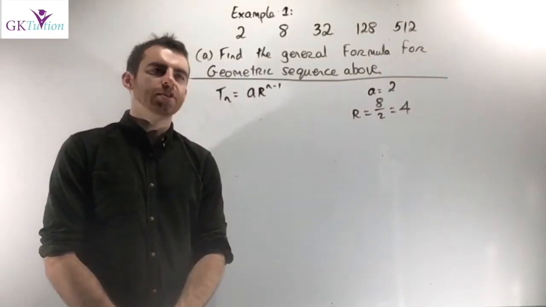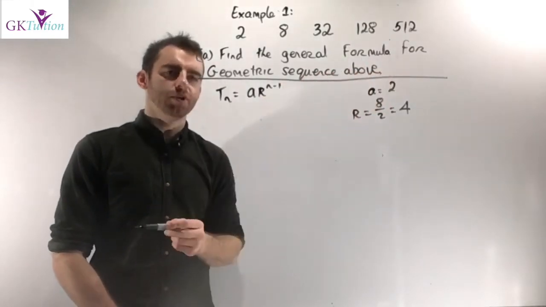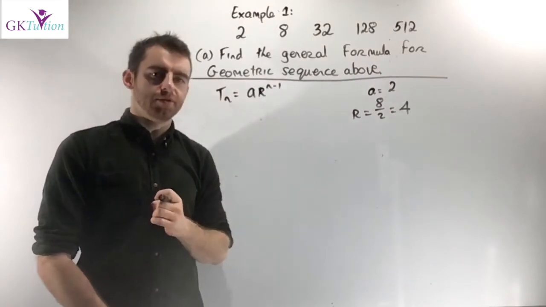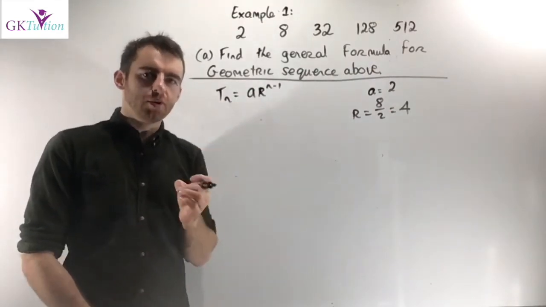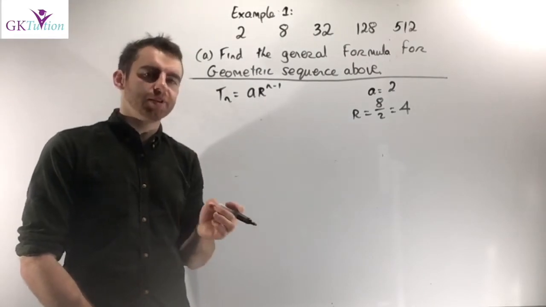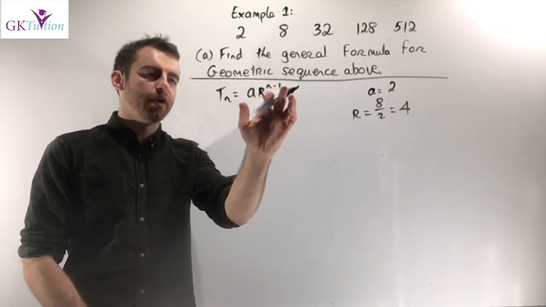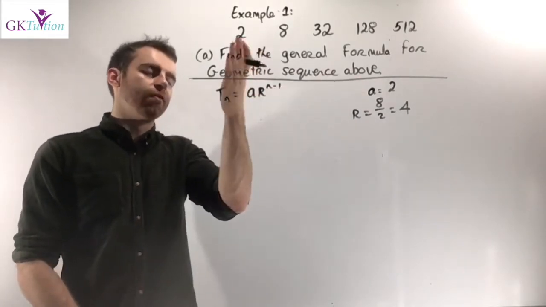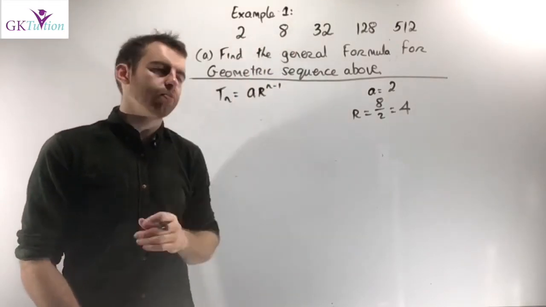Okay, suppose I give you the geometric sequence 2, 8, 32, 128, 512. I could ask you to find the general formula for the geometric sequence above. If you're asked to find the general formula, you should note that on page 22 in your maths tables, the general formula for a geometric sequence is a r to the power of n minus 1. So in this case, to find my a, it's just the first term, clearly just 2, and r is any term divided by the previous term.